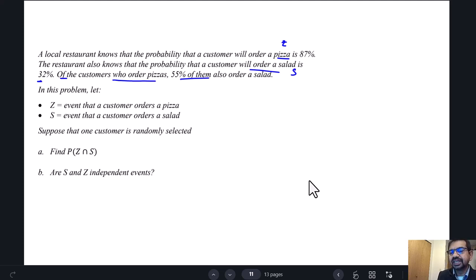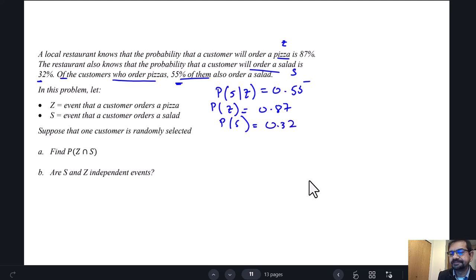So this is giving us the probability of salad conditional on pizza. So this equals 0.55. And then we know that probability of Z by itself, or people ordering pizza, is 0.87. And probability of salad, people order salad, is 0.32.